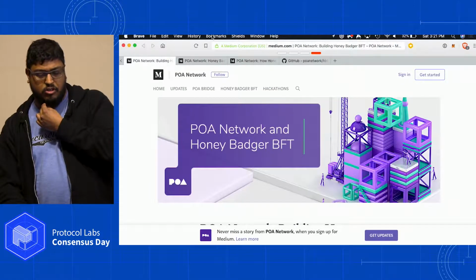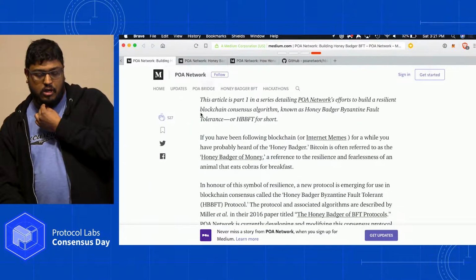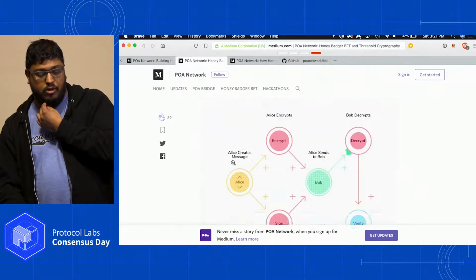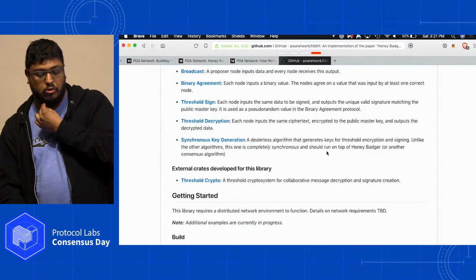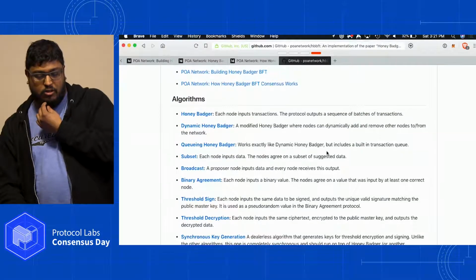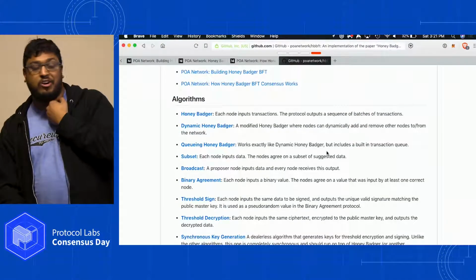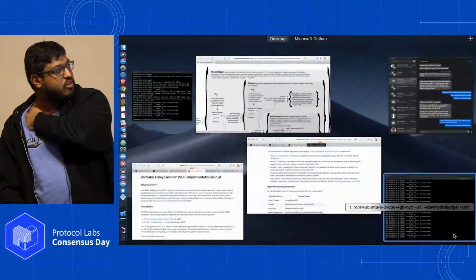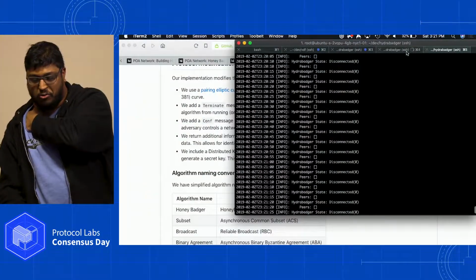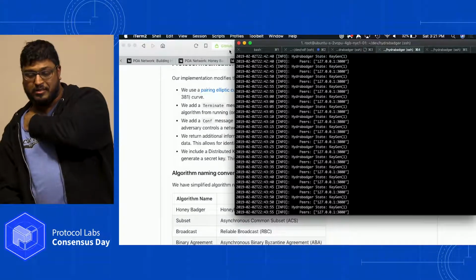They also have a good series of walkthroughs on their Medium around how HoneyBadger BFT works and the way they implemented it. So check that out and grab the Rust implementation, and you should start using Rust and try it out in your projects. If you run it locally, you won't run into the VM problems I'm having. Cool. Great.